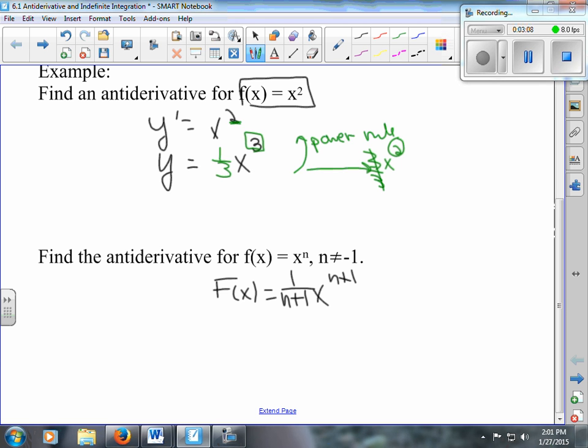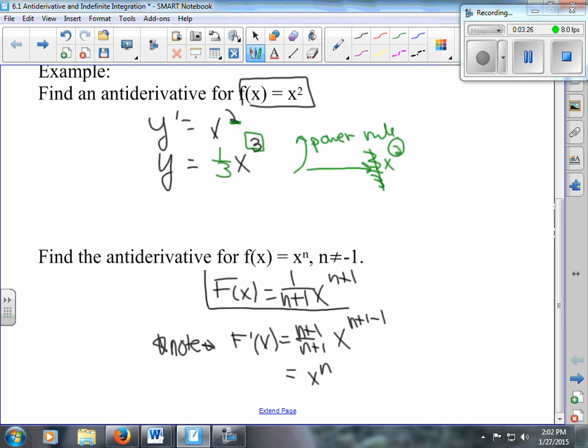The reason for this is because note what happens if you take the derivative of this. You get n plus 1 over n plus 1 times x to the n plus 1 minus 1, or x to the n. That's how that simplifies. So this is the power rule for antiderivatives.